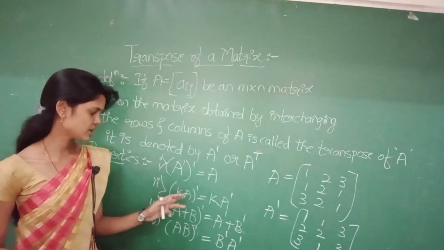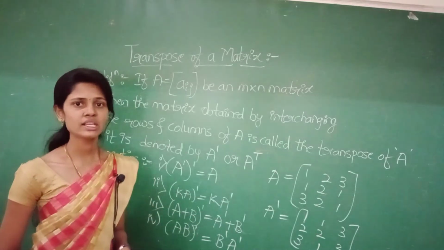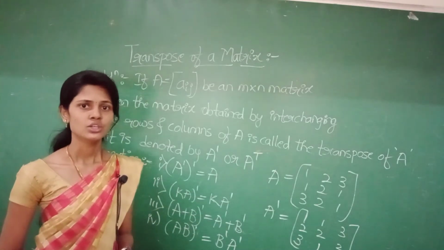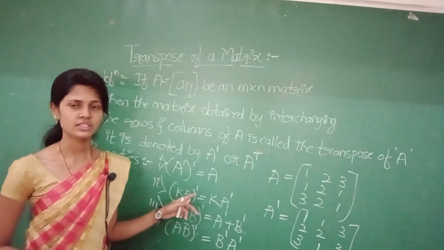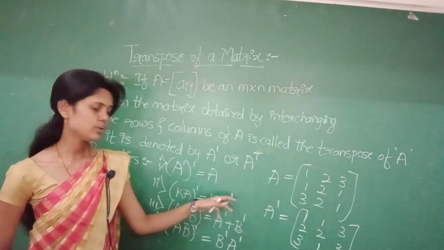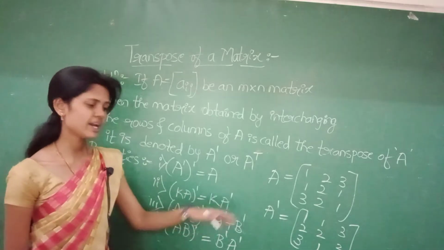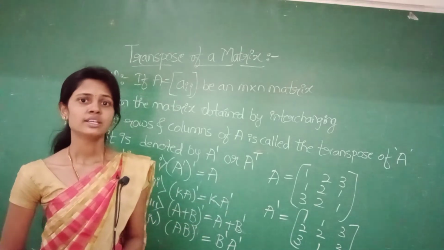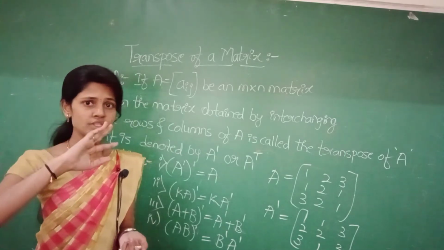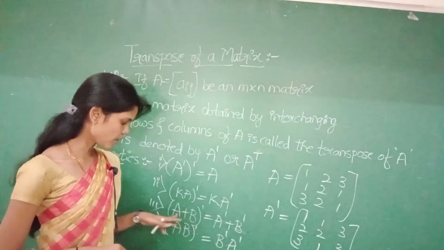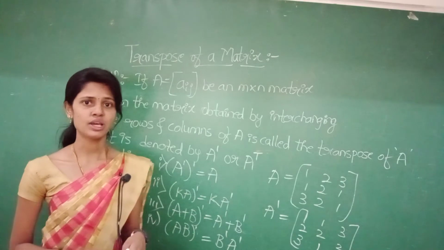And then the second one: (KA) whole dash is K into A dash, where K is some scalar constant. So K is not altered, only A is changed, so it will be A dash. And next, (A + B) whole dash is equal to A dash plus B dash. So the sum of two matrices is A + B. If you transpose that A + B, it will be (A + B) whole dash, and it is equal to A dash plus B dash.